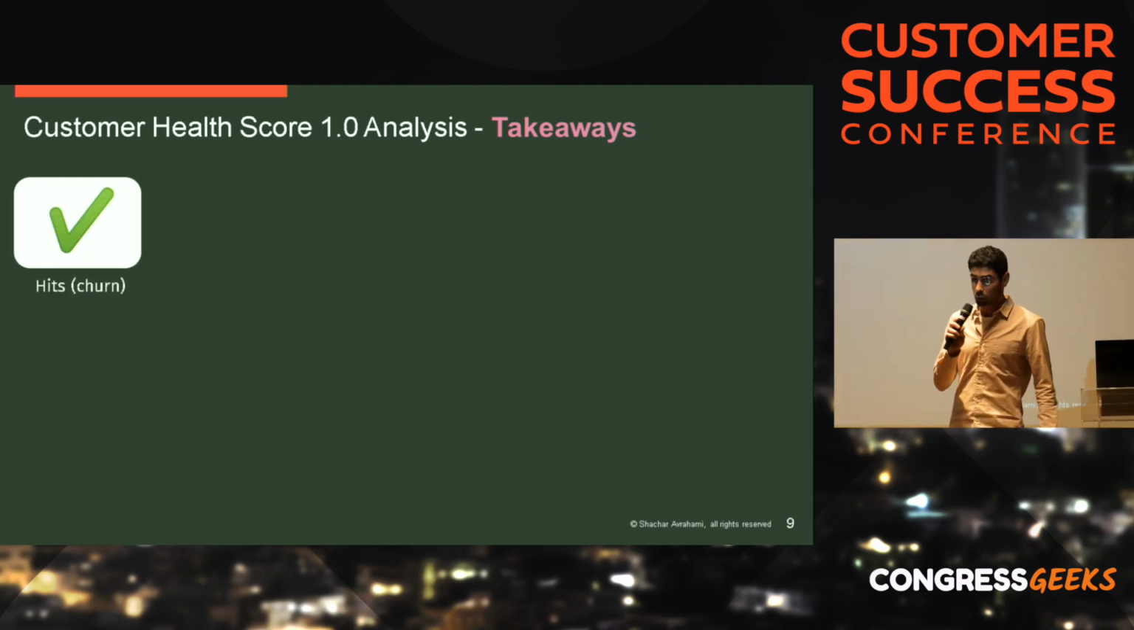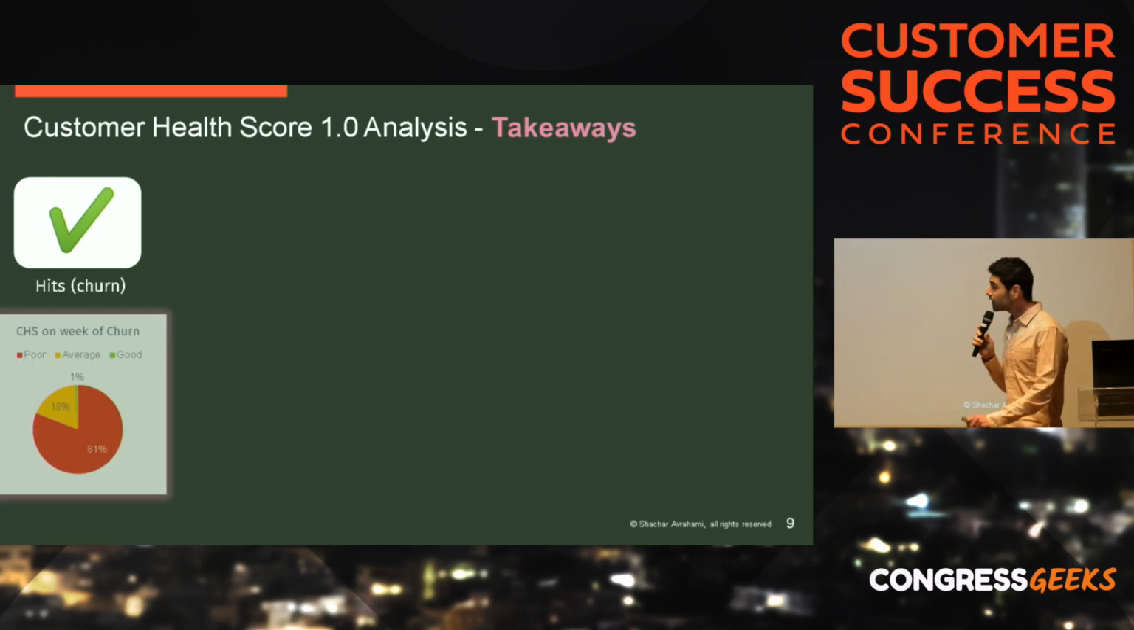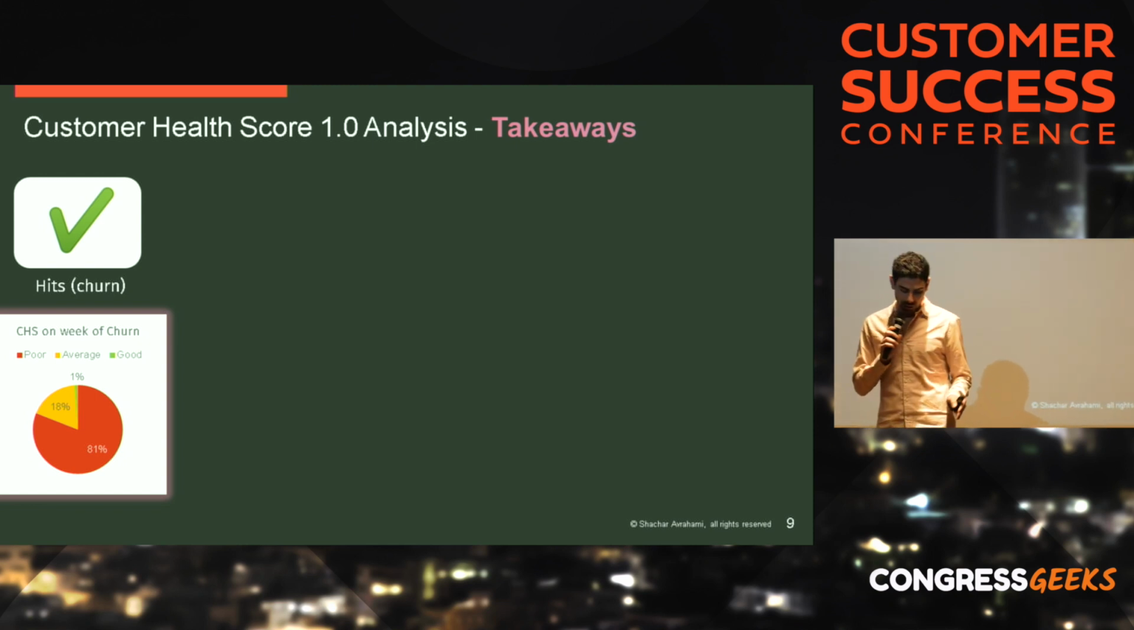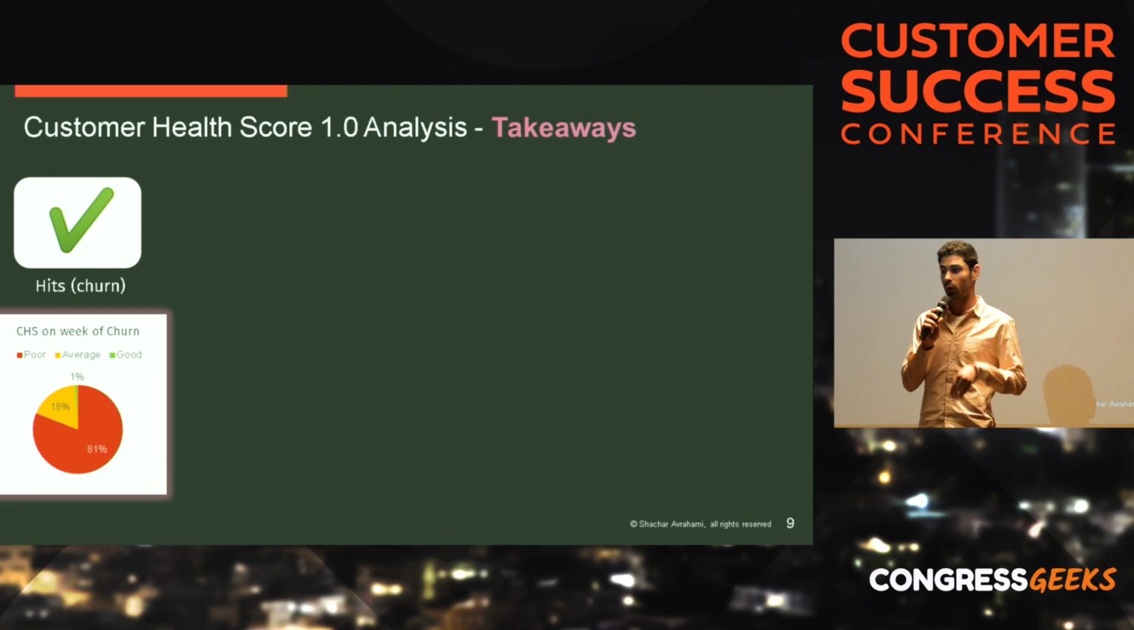First, we wanted to look at hits. Were we able to mark accounts that churn as poor? And here the results were good. 81% of the customers that churned, we marked them as poor. They were poor on the week of the churn. You can tell, okay, on the week of churn, it's not good enough.